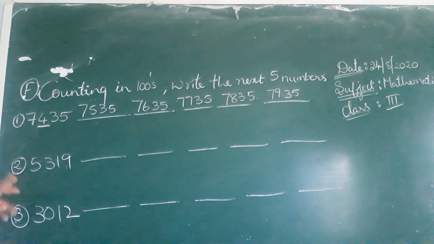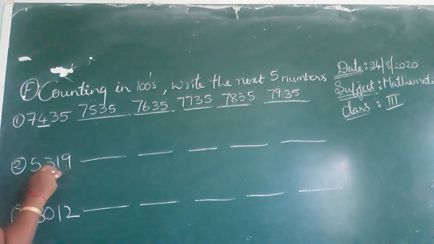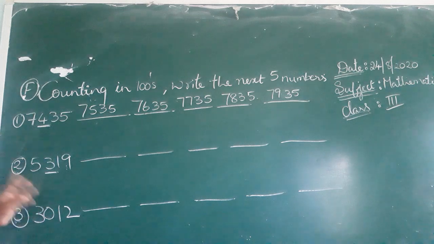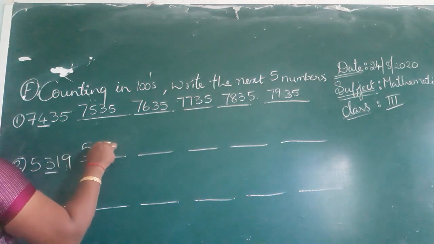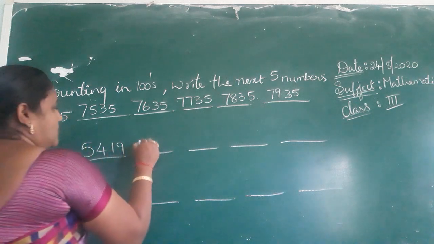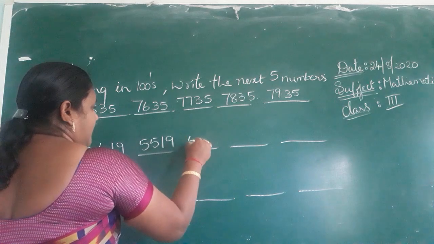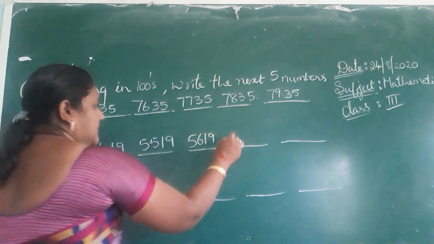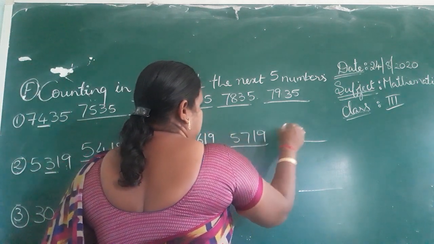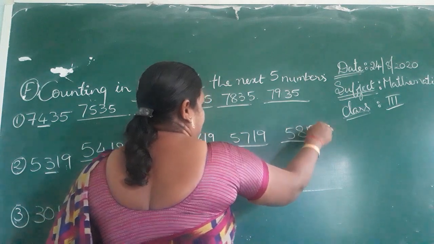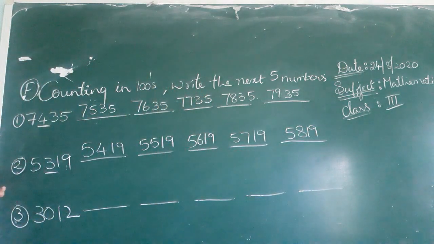Okay, here also the hundreds place digit. What is the hundreds place digit here? 3. So 300, add hundreds to this hundreds place. So 5490, 5590, 5690, 5790, 5890. Yes? See the next one.